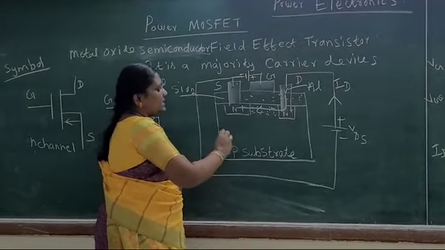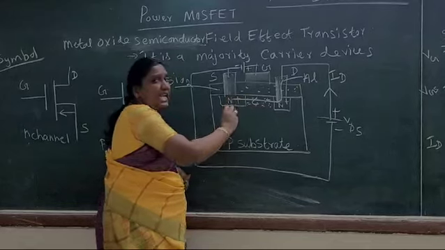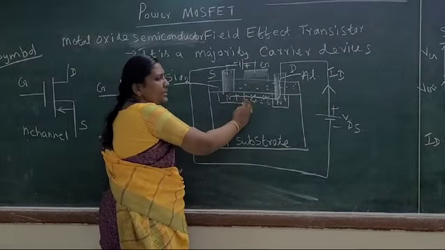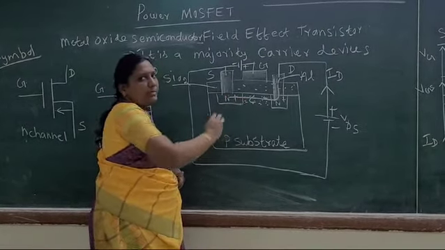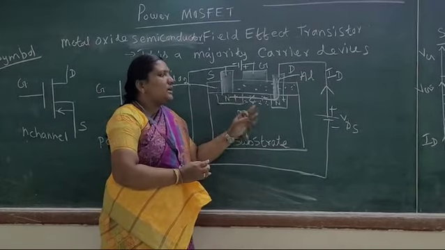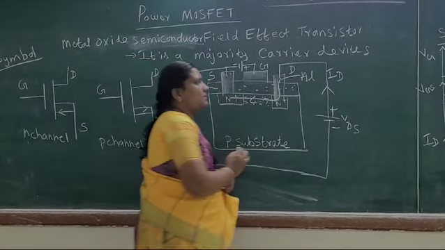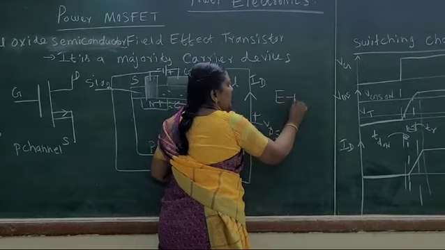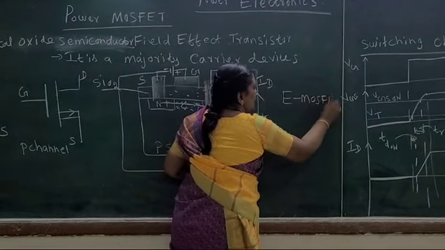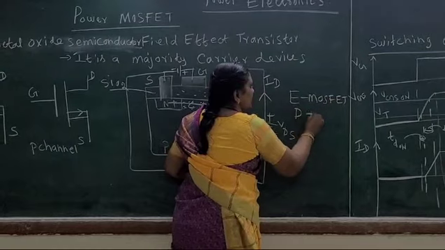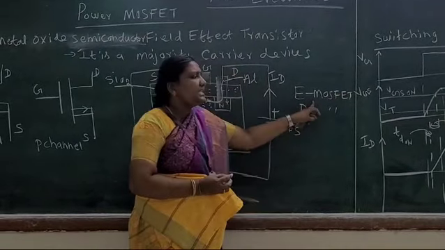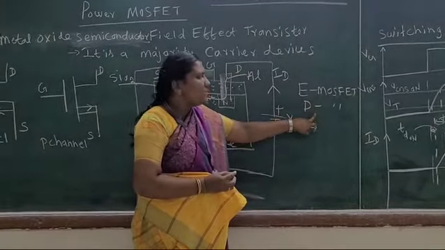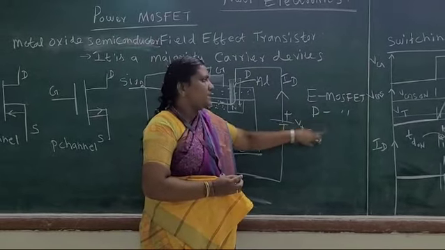For example, consider an N-channel depletion MOSFET. Usually there are two types: E MOSFET and D MOSFET. E MOSFET means enhancement MOSFET. D MOSFET is depletion MOSFET.